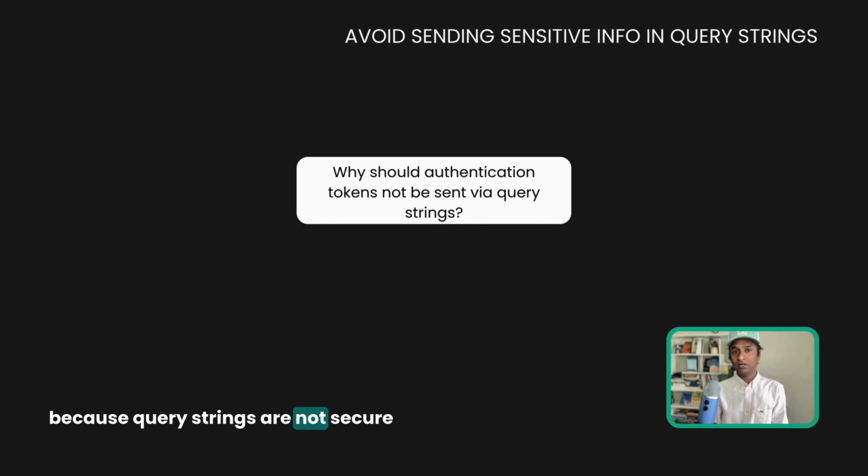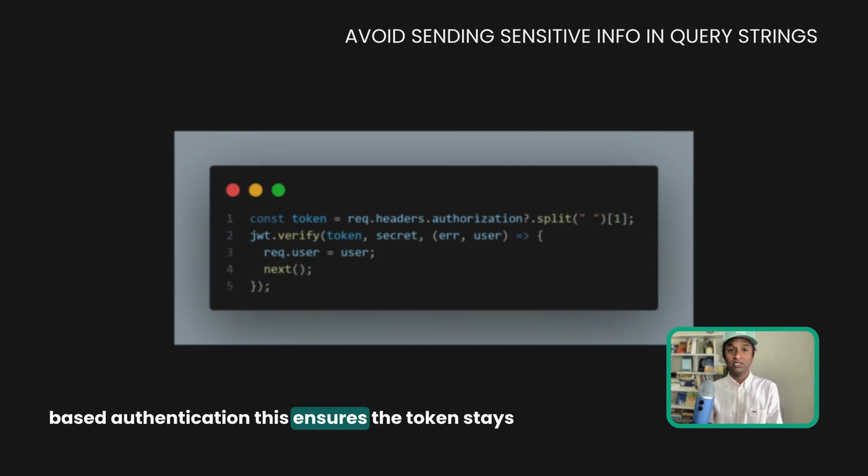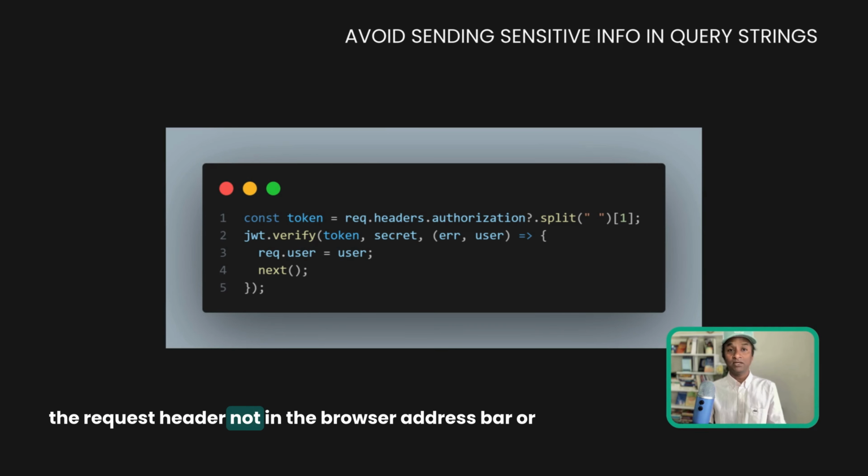Why should authentication tokens not be sent via query strings? Because query strings are not secure. Anyone who can see the URL can grab the token and use it to impersonate the user. Instead, the correct approach is header-based authentication. This ensures the token stays in the request header, not in the browser address bar or log files.